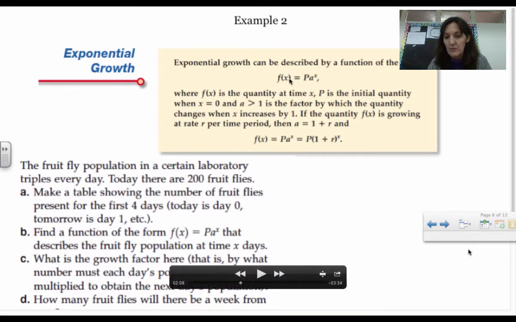F of x equals P A to the x, where P is your principal, the initial quantity that you have. A is going to be your compounding factor. So how often does the quantity duplicate? And x is going to be the number of times that you're doing it. You notice this 1 plus r is a rate, but most of the time it's just a letter. All right, so let's go ahead and move forward with the problem.